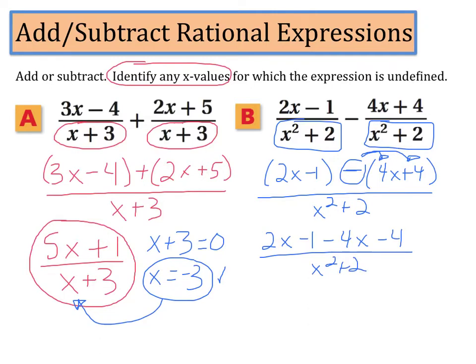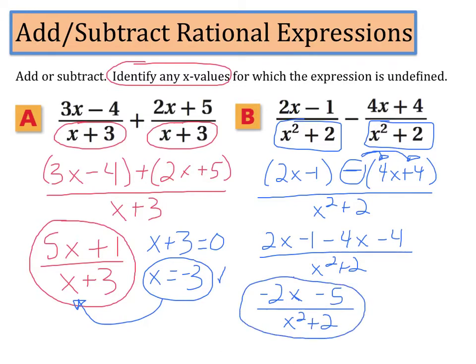And then I combine like terms, and I have negative 2x minus 5 over x squared plus 2. That is my final simplified expression. Now I want to figure out what values of x will make this function undefined. So I do x squared plus 2 equals 0.